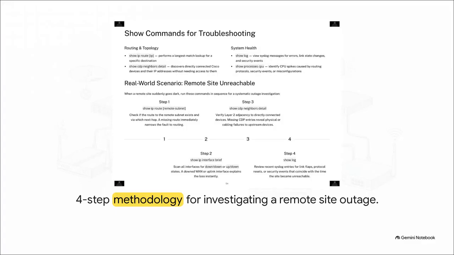Let's map this onto our earlier crisis, that remote site suddenly going dark. If you're flying blind, you're going to panic. But with a structured methodology, you run these exact 4 steps in this exact order. Step 1, show IP route to the remote subnet, just to check if the route even exists. If it doesn't, boom, it's a routing issue. Step 2, show IP interface brief to verify if your WAN uplinks are actually up. Step 3, show CDP neighbors detail to make sure you still have layer 2 adjacency with your upstream devices. And step 4, show log to check those syslogs for link flaps or protocol resets right around the time the outage kicked off. This sequence brings absolute order to the chaos of a disconnected site.